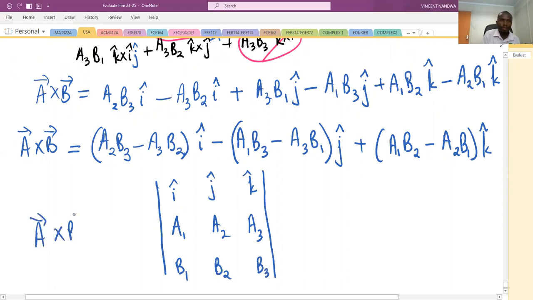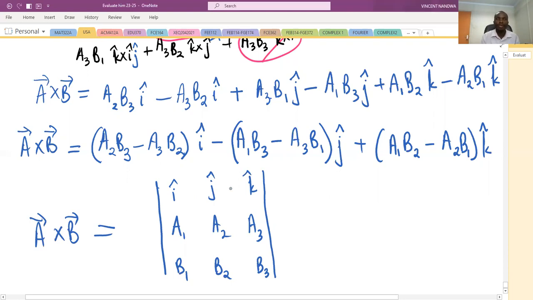Because you see this, I'm saying A2, B3, A2, B3 minus A3, B2. So using the cofactor expansion for determinant, the same thing. Delete this row, delete this column, to get the determinant of this submatrix. So this is a component of R.